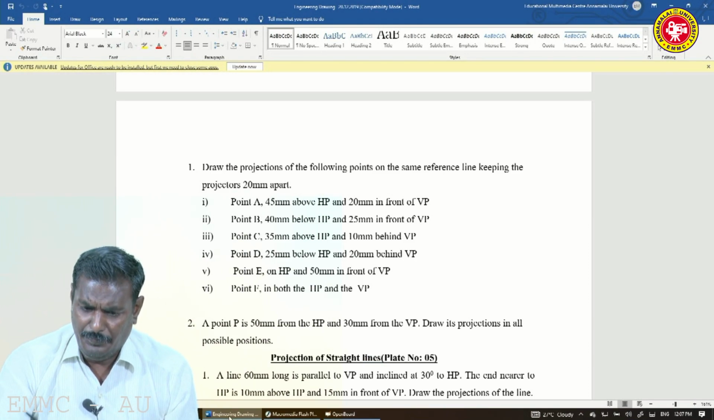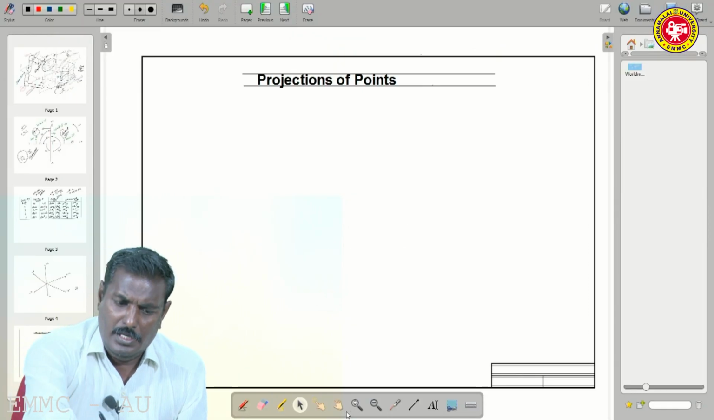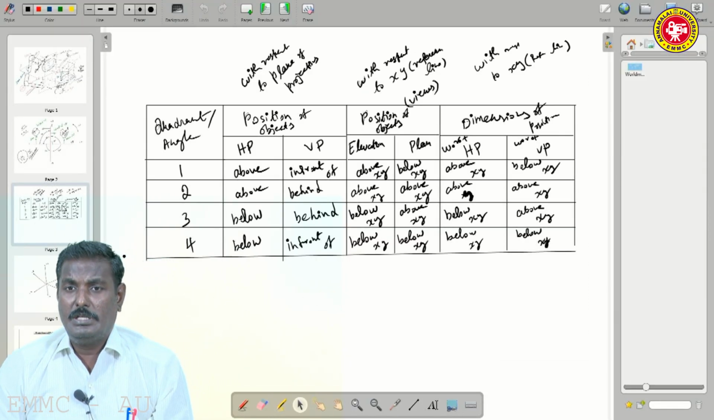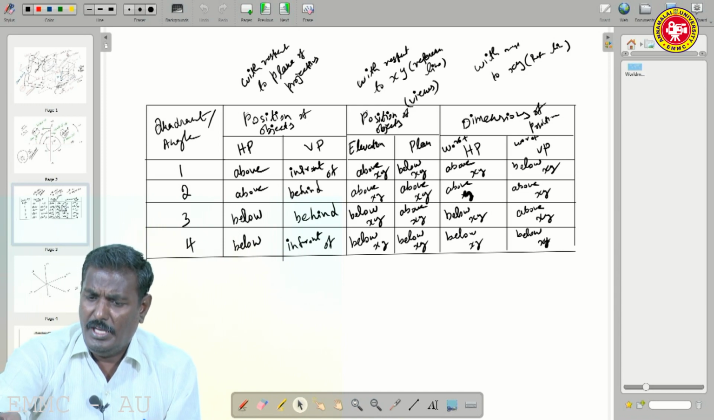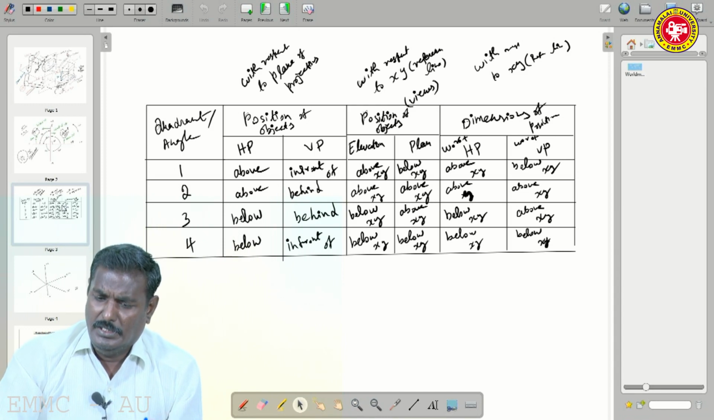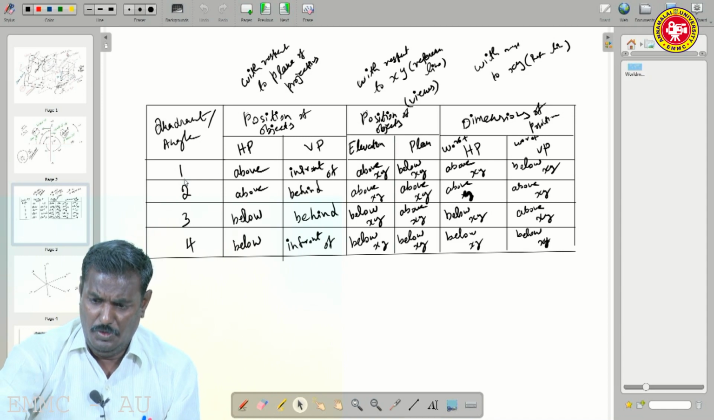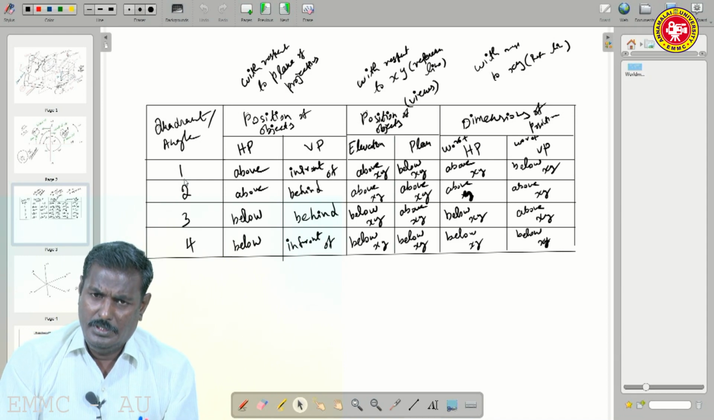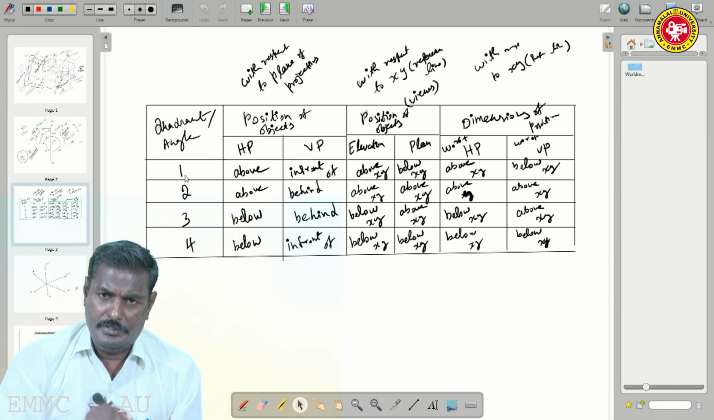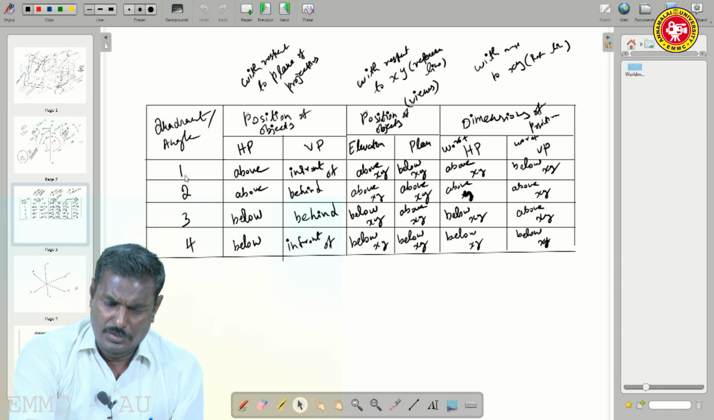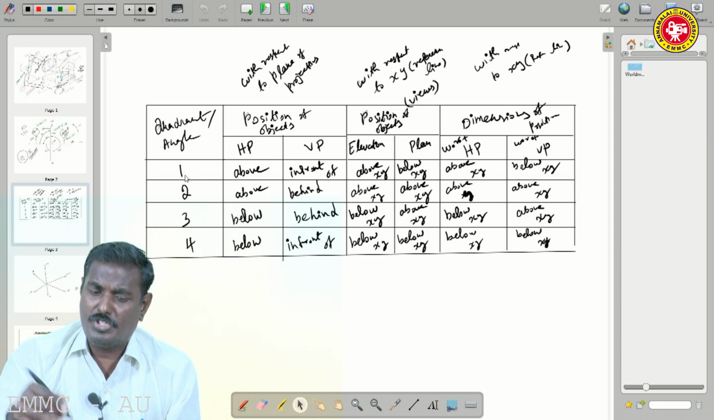As per this dimension, 45 mm above and 20 mm in front of, we already saw this in the previous session. If any object is positioned above HP and in front of VP, that is the first quadrant. Here you have 45 mm above HP and 20 mm in front of VP. So what is this? First quadrant. That is the logic. As per this statement only, we have to draw now.